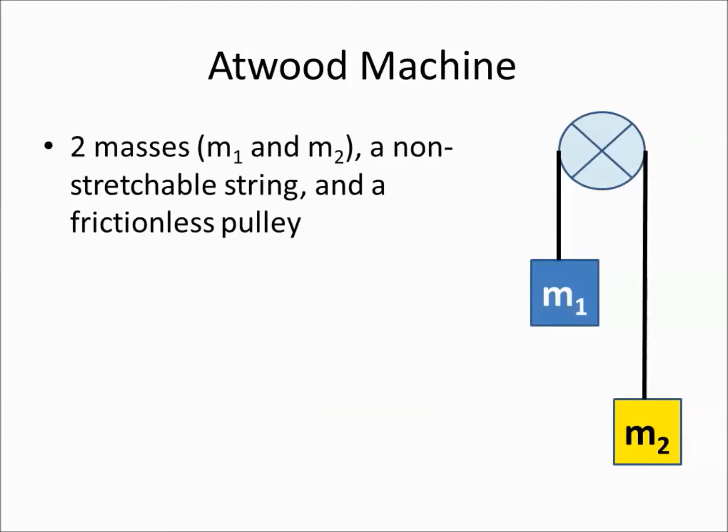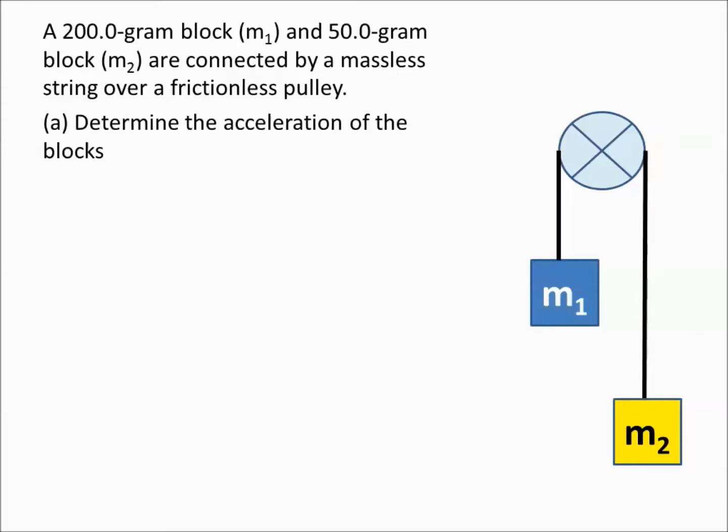This problem is an example of what's called an Atwood machine. An Atwood machine is when we have two masses, or two points, mass 1 and mass 2. We have a non-stretchable string, so we can consider that the tension in the string is not going to change. And we have a frictionless pulley, so we can ignore the friction in the pulley. So let's see how we can find the acceleration of the blocks. We're also going to find the tension in the string, because this is something we may need for other problems.